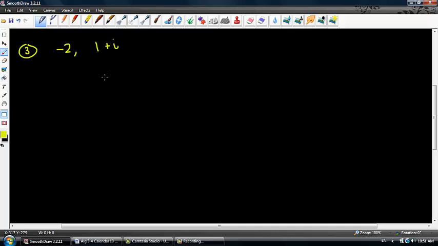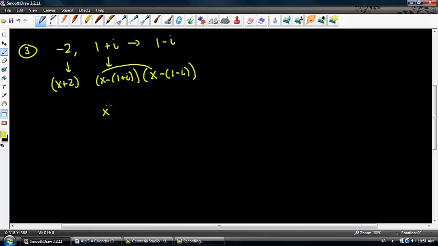Okay, the following roots, negative 2, 1 plus i. This is easy. This is x plus 2. Don't forget about your conjugate. This is 1 minus i. So what I need is x minus 1 plus i, and then x minus 1 minus i. So let's go ahead and FOIL this out. This is x squared minus x times 1 minus i minus x times 1 plus i, and then plus my conjugates, 1 minus i times 1 plus i.